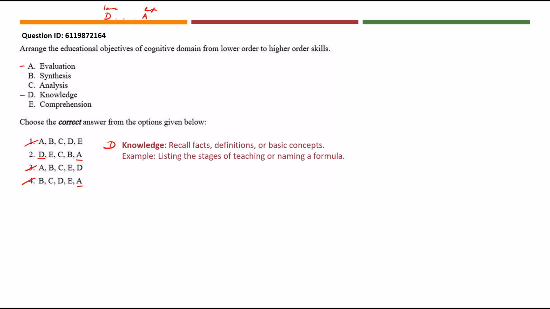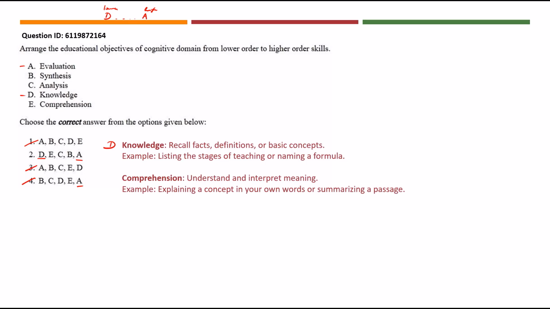Just give the stages of teaching, then you will recall what are the 3 stages. It is pre-active, inactive and post-active. So you are recalling whatever you have learned. So this is knowledge. And another example can be naming a formula.